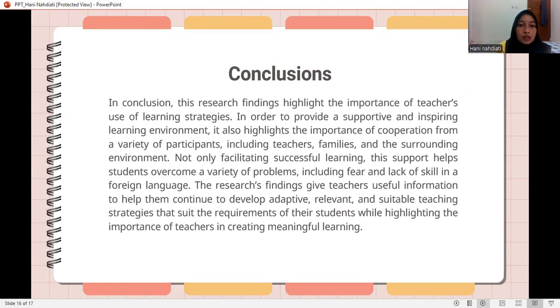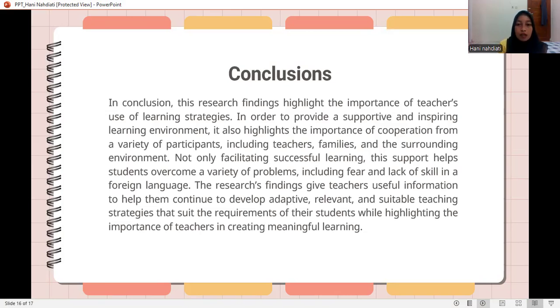In conclusion, these research findings highlight the importance of teachers' use of learning strategies in order to provide a supportive and inspiring learning environment. It also highlights the importance of cooperation from a variety of participants, including teachers, families, and the surrounding environment. Not only facilitating successful learning, this support helps students overcome a variety of problems, including fear and lack of skill in a foreign language.